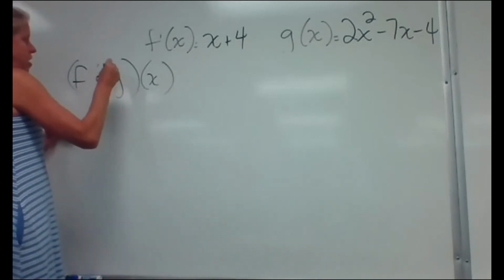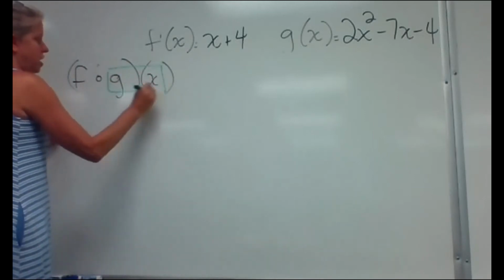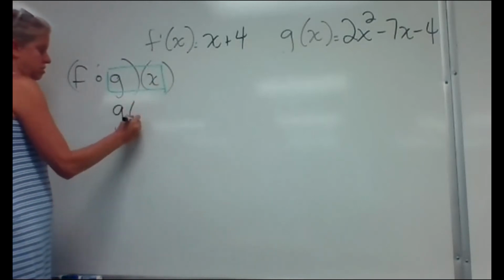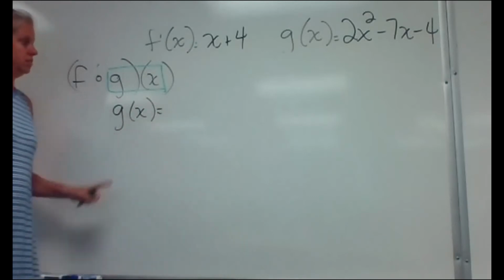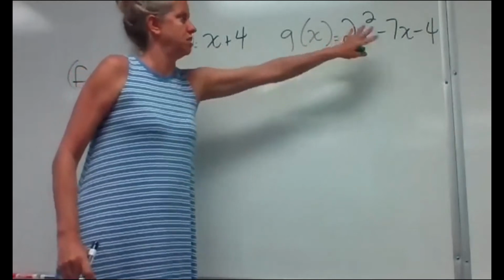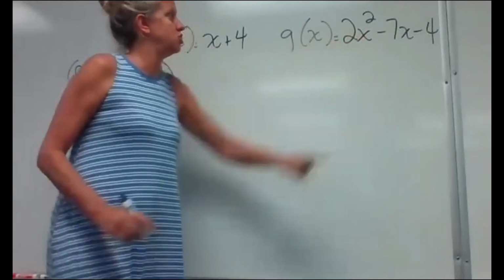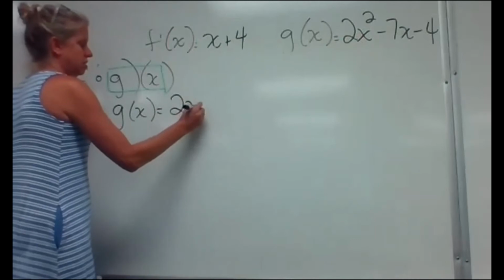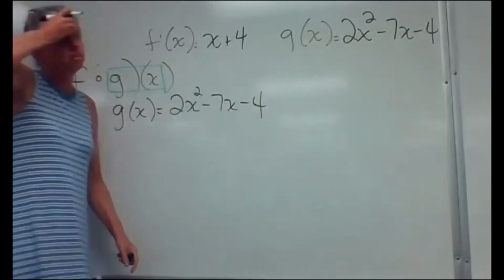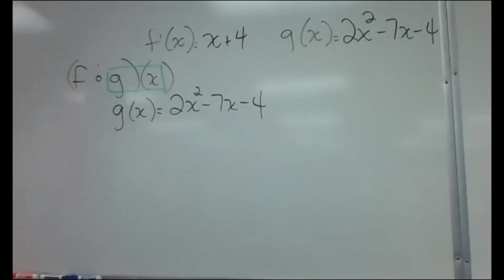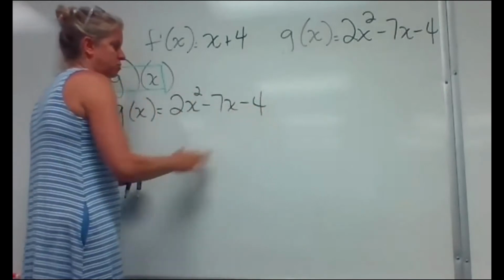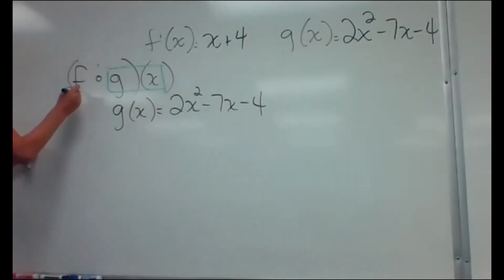All right, so what's in the front? G of x is in the front, so that's what I'm going to find first. Do I know what g of x is? Yes, it tells me right here. G of x equals. There's g of x. So it is 2x squared minus 7x minus 4. So there's the first half. I can't simplify this in any way because none of those terms will combine. So I go to the second part.